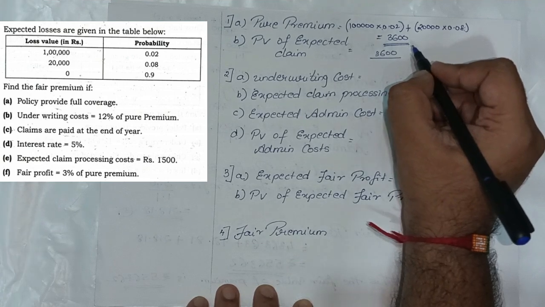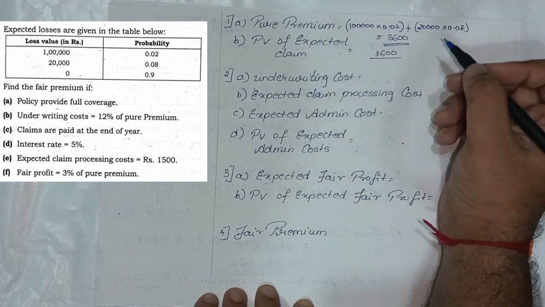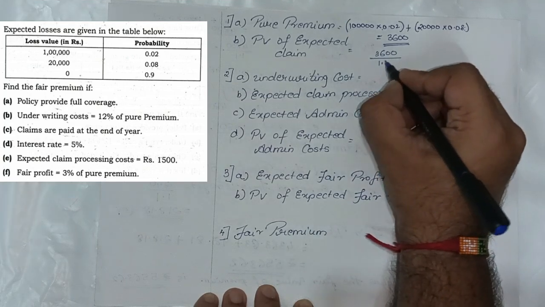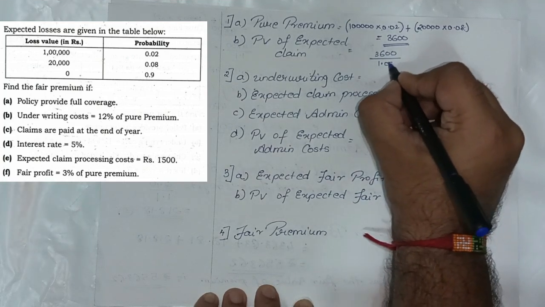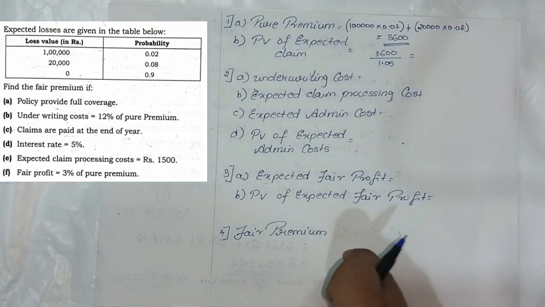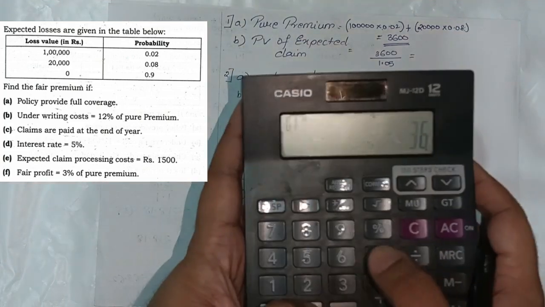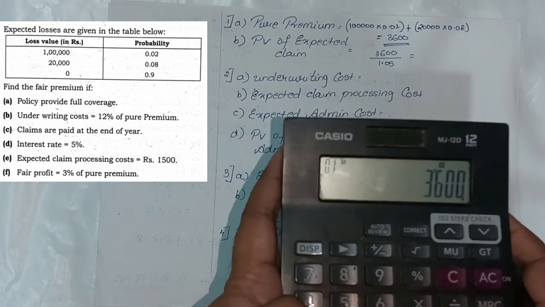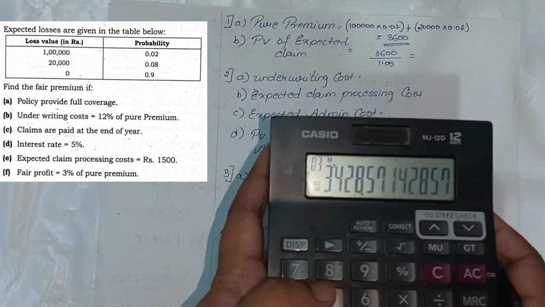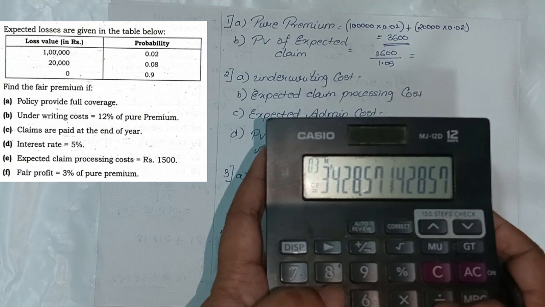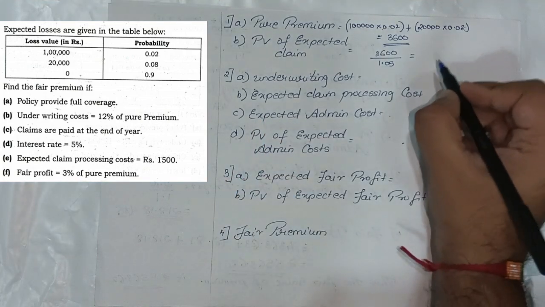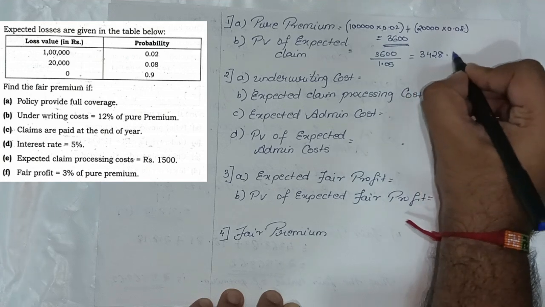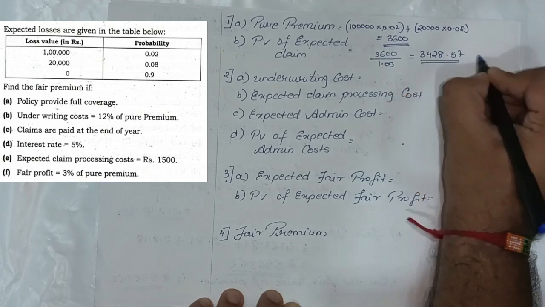Now interest given in the question is 5%. If you look carefully at adjustment number D, interest is 5%. So it will become 1 plus 0.05, so 1.05. So when you divide 3,600 by 1.05, we get the answer as 3,428.57. So we'll note down 3,428.57. That's the first value.